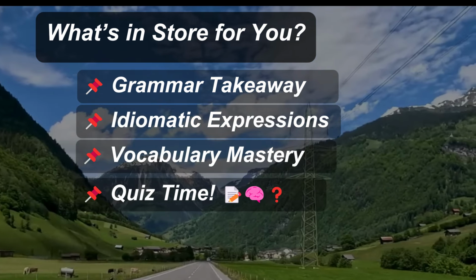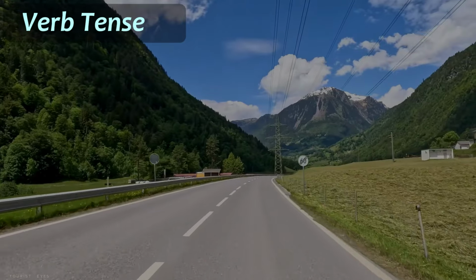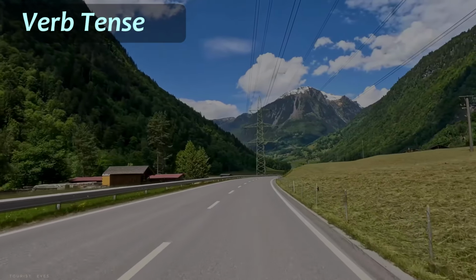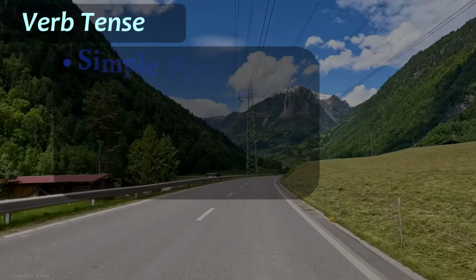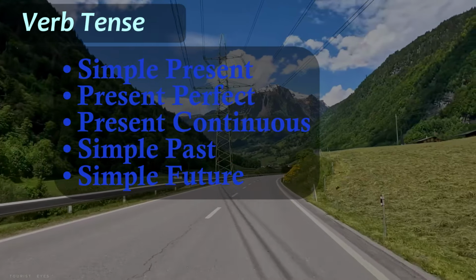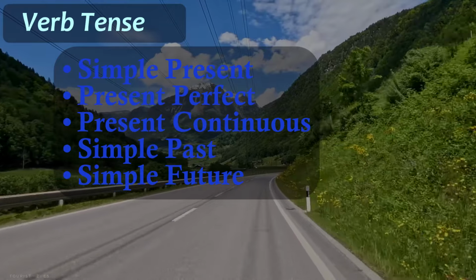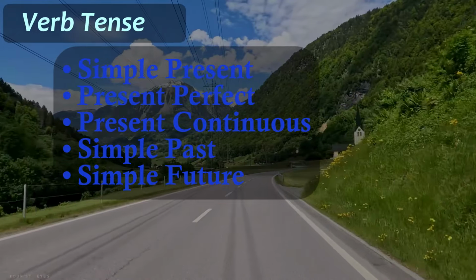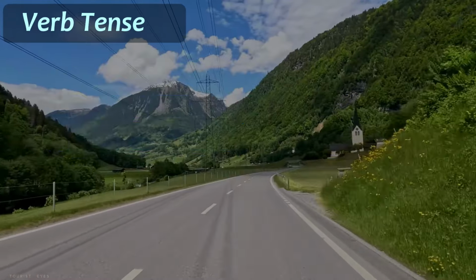Three, verb tense. In this section, we focus on the five most commonly used tenses in speaking and writing: simple present, present perfect, present continuous, simple past, and simple future. Mastering these tenses will enhance your fluency and accuracy in communication. Usage and importance: verb tenses indicate the time of an action or event. They are essential for effective communication as they provide clarity about when something happens.